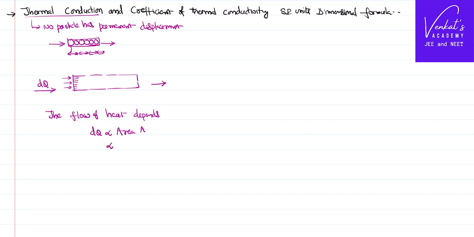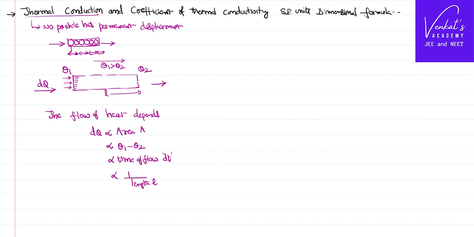It is also directly proportional to the difference between the temperature of the two ends. If theta 1 is greater than theta 2, heat flows from left to right. Heat always flows from higher temperature to lower temperature. So it is directly proportional to the temperature difference theta 1 minus theta 2, assuming theta 1 is more than theta 2. It is also directly proportional to the time of flow. The more time you allow it to flow, more heat will go automatically. And finally, it is inversely proportional to the length of the conductor.